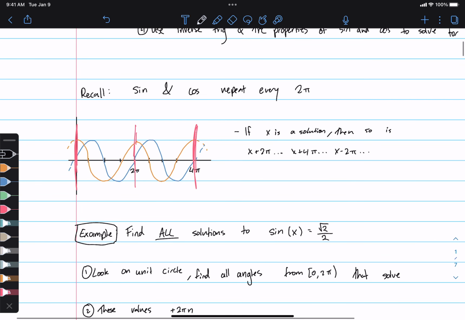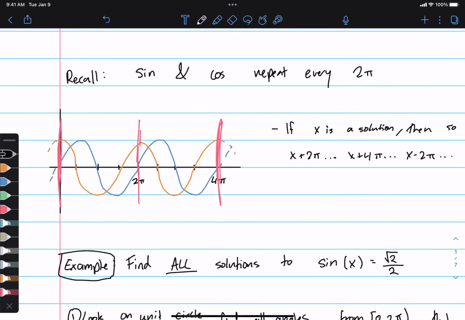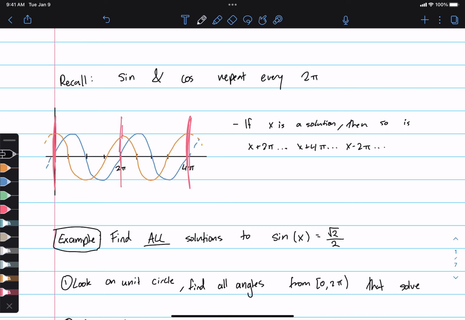So recall that sine and cosine are cyclical, right? So they repeat their values every 2 pi. So here is 1, and here is 1, and here is 1, and it's all 2 pi apart. So they loop over and repeat themselves every 2 pi. Which means if we found x as a solution to sine of x equals something, then so is x plus 2 pi, x plus 4 pi, x minus 2 pi, and so on.